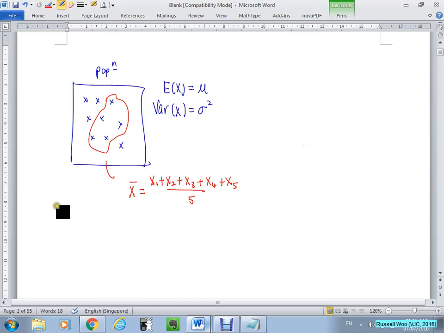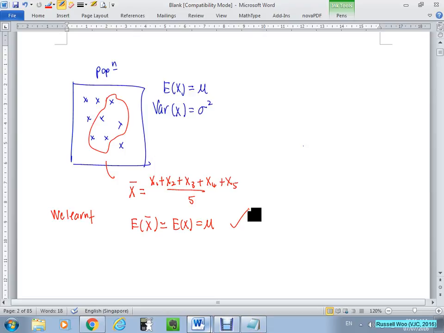We learned the expected value of x bar, of course, not surprisingly, is the same as expected value of x, which is mu. This one is quite easy, correct? I randomly pick 5 divided by 5, the expected long-term average value should be the same, correct?